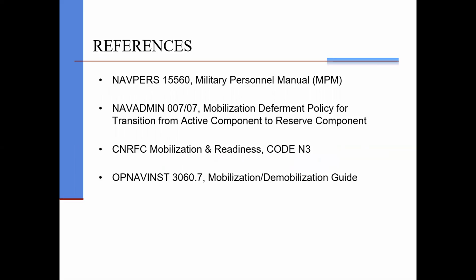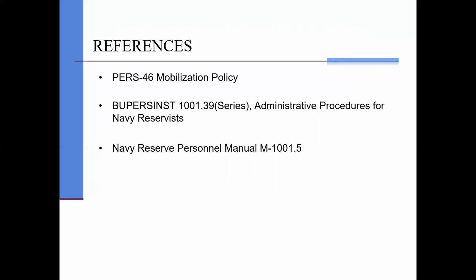References: NAVPERS 15560 Military Personnel Manual, NAVADMIN 007 TAC 07 Mobilization Deferment Policy for Transition from Active Component to Reserve Component, CNRFC Mobilization and Readiness Code N3, OPNAV Instruction 3060.7 Mobilization Demobilization Guide, PERS TAC 46 Mobilization Policy, BUPERS Instruction 1001.39 Administrative Procedures for Navy Reservists, and Navy Reserve Personnel Manual MTAC 1001.5.